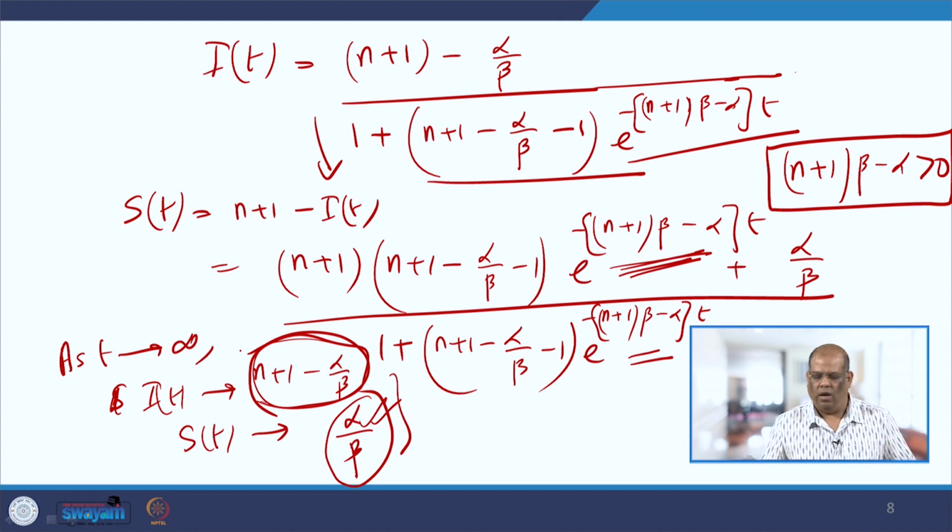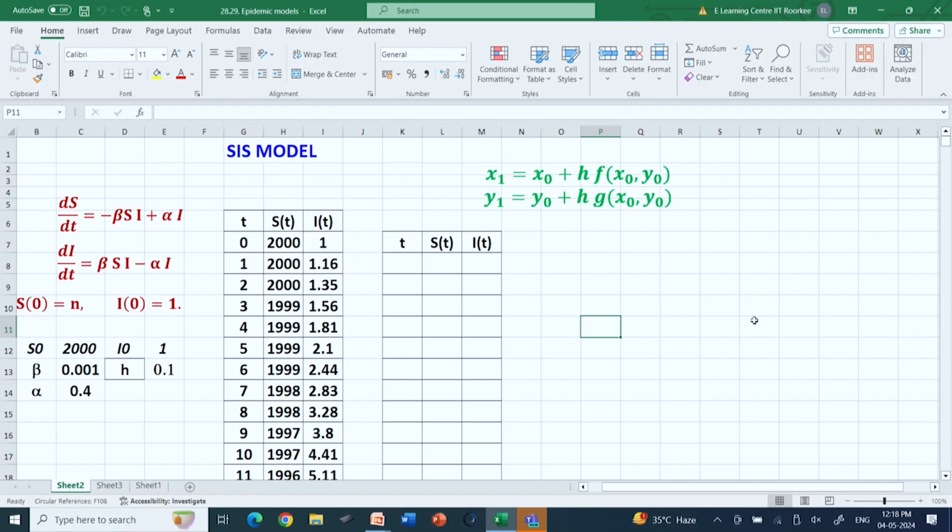Let's see how the model numerically behaves, for which we will be using Microsoft Excel. As you can see, I already have the equations here. I take the initial value of susceptibles to be 2000 and the infected to be 1, beta is 0.001 and alpha is 0.4. So as usual, this is your 0, this value is 2000 and this value is 1. Let me first put this equal to 0 plus 1, and let me drag this value.